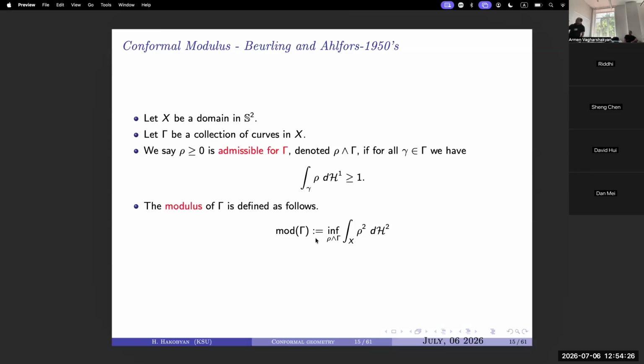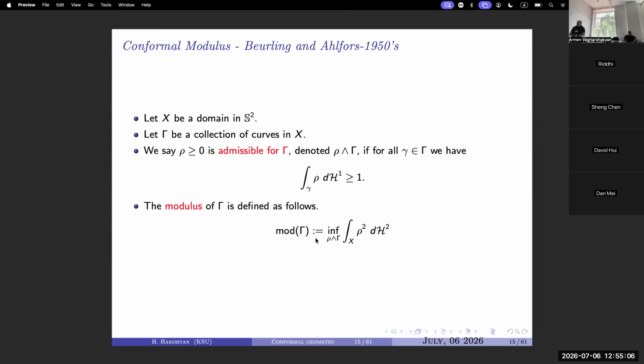So okay, what is this? Think of having a family of curves in a domain, right? I don't know how they look, maybe like that. And the modulus of that curve family, this is called gamma, is defined as follows. You take the infimum of the integral of rho squared dx dy, where the infimum is taken over all those rho such that the integral over every curve is at least 1.